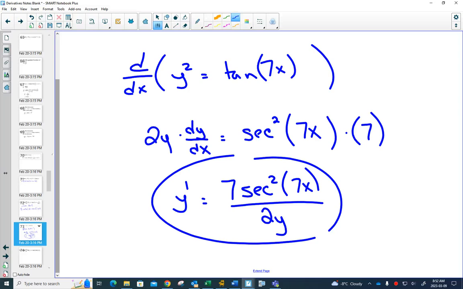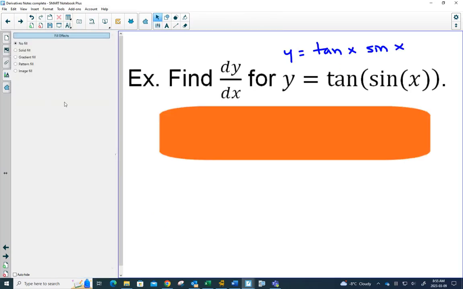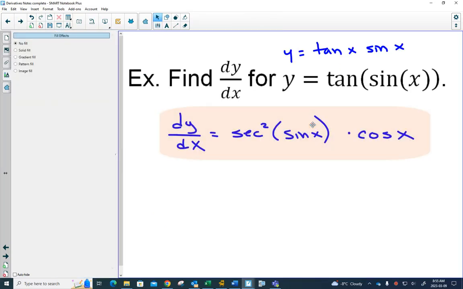Okay, so the next 3, I'm going to get you to try on your own. All right, I'll put up the answer. First one, sine of x was inside of tan of x, so you've got to be careful that you don't think of this as a product rule, noticing that the sine is inside of tan, not multiplied by tan.